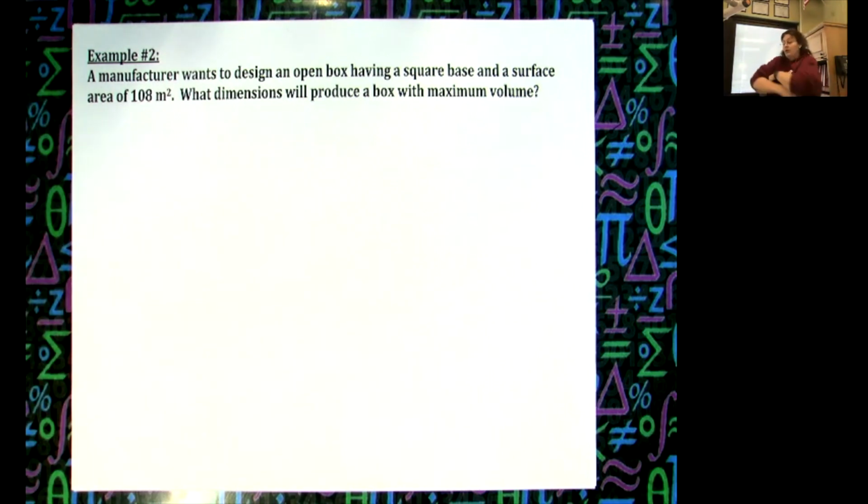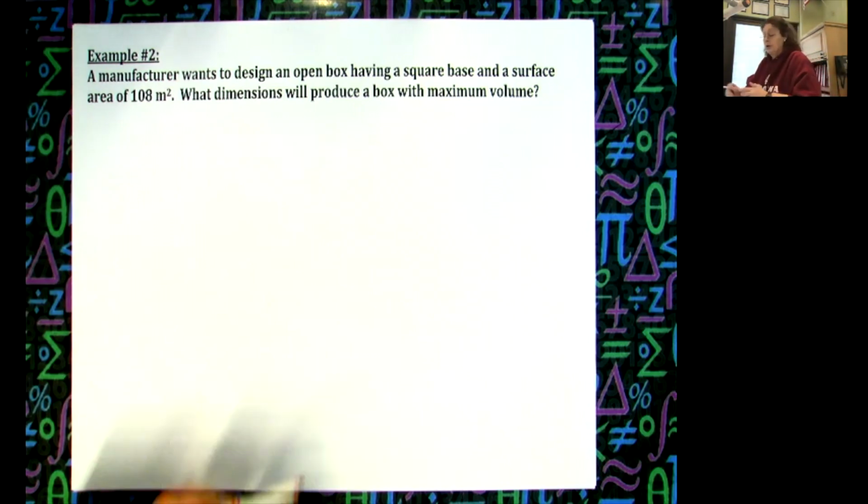In this one, we've got a manufacturer that wants to design an open box. Lots of important information there. Open box having a square base and a surface area of 108 meters squared. What dimensions will produce a box with maximum volume? A lot of different pieces and parts here. That wasn't too long of a sentence, so we'll go from there.